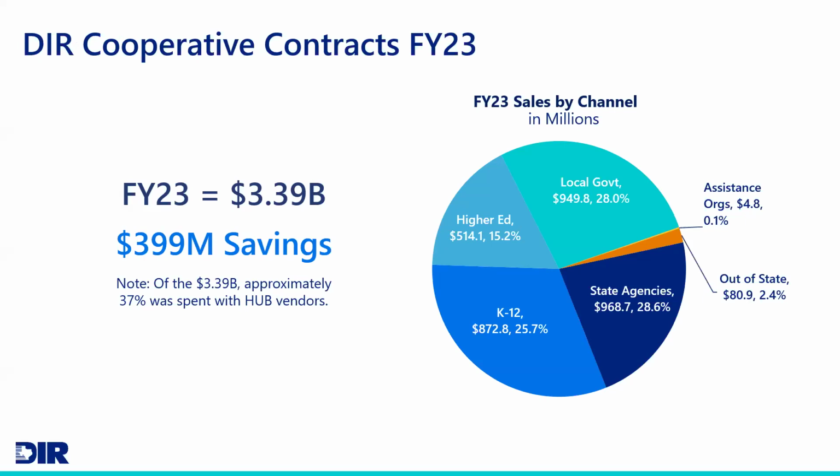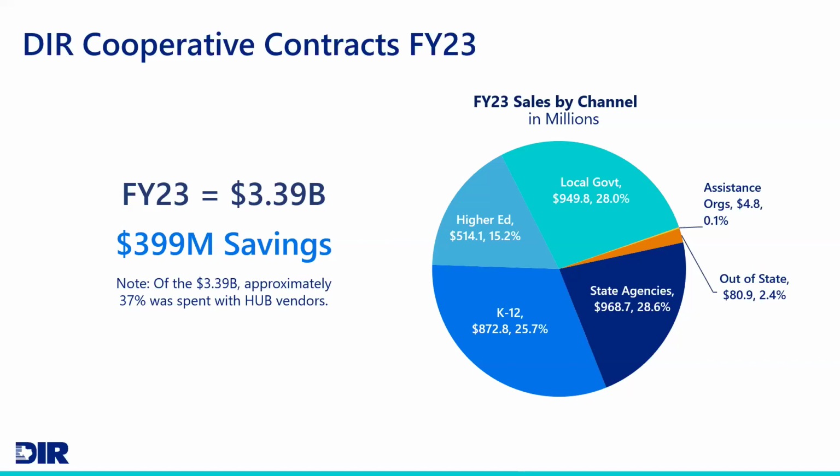And this slide kind of gives you an idea of what that spending breakdown looked like. You'll see that state agencies made up over 26 or 28% of that spending. But local governments and K through 12 school districts made up about 55% of that spending. Now, part of that is that there are simply more local governments and school districts in Texas than there are state agencies, even though state agencies are required by statute to utilize DIR first. Higher ed made up about 15% of that spending, and then assistance organizations and our out-of-state customers made up about 3% of that spending.